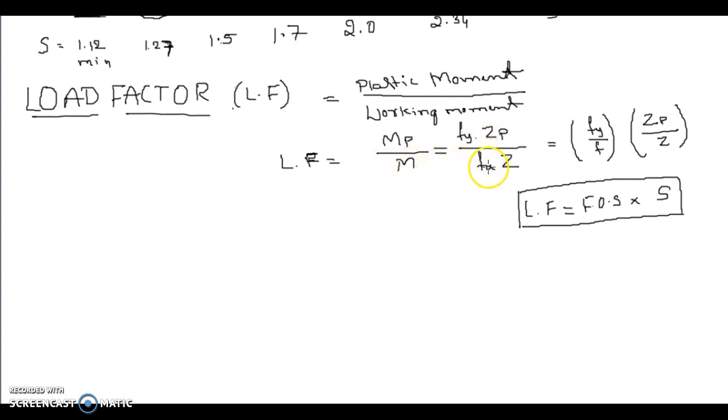Now the working moment uses the allowable stress, not the yield stress. So we remember we decrease the yield stress by dividing by the factor of safety, then we get the allowable stress into section modulus. This is the elastic section modulus. So if I rearrange this, Fy by F is nothing but the factor of safety, and Zp by Z is nothing but the shape factor. So this is a very important expression, the relation between the load factor, factor of safety and S.